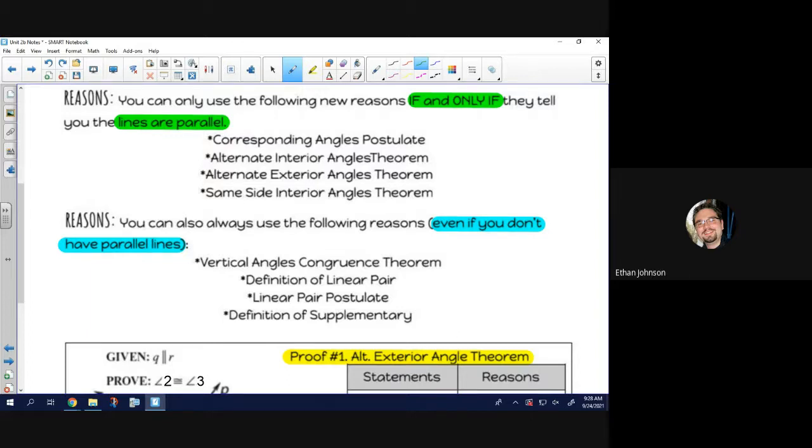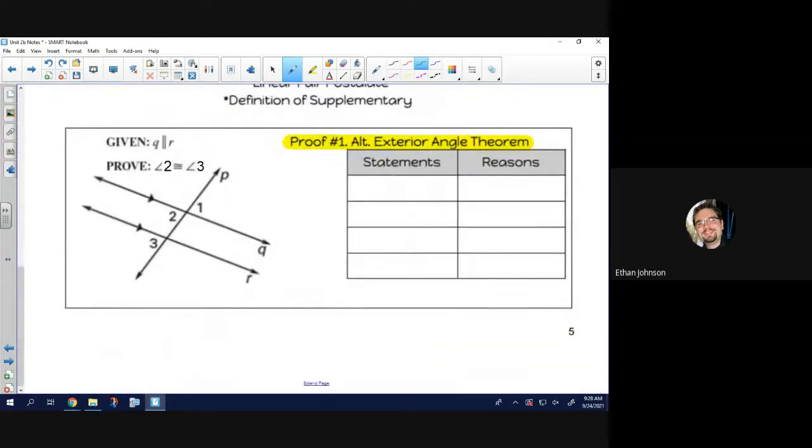We'll always be able to use them. So let's look at our first proof. Now, before we even look at it, I have a note on here for us. It says proof number 1, alternate exterior angle theorem. In other words, we're proving alternate exterior angles are congruent. So just like when we talked about the vertical angle proof, we could not use vertical angles in its own proof. It's just like trying to use a word in its own definition. Does not make sense, cannot happen. So we're going to have to use anything but alternate exterior angles.